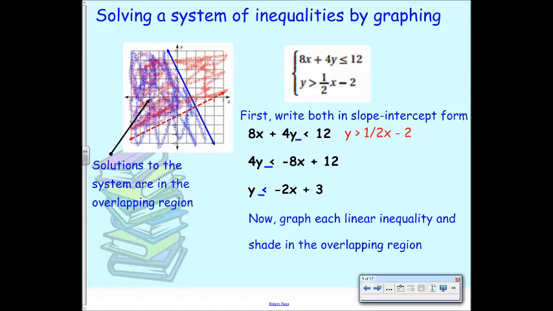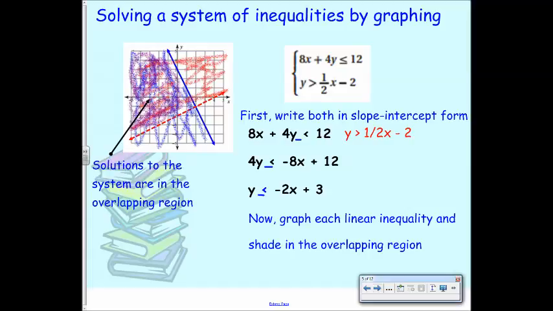So first, you write everything in slope-intercept form. So if you're doing these two right here, get them so y is by itself. This one's our red equation. Here's our blue equation right here. We didn't have to change the red one. We had to change this one. Then you graph the lines, you shade, and you find the purple stuff. And the purple stuff, again, is whatever they have in common.